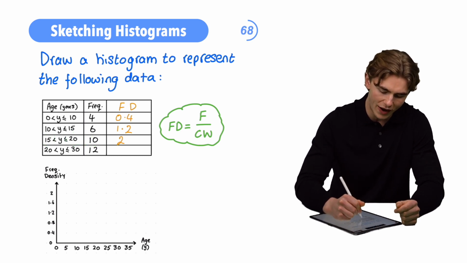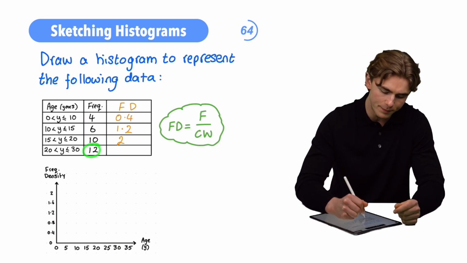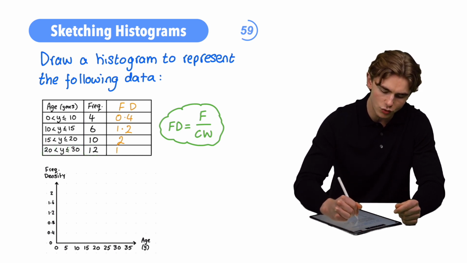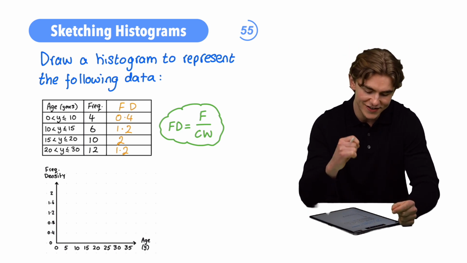And finally, doing this for our frequency of 12, in the age group 20 to 30, we're going to do 12 divided by the class width of 10, which is 30 minus 20. 12 divided by 10 is going to be 1.2. Now, guys, we can plot our different ages against the frequency densities for those ages.